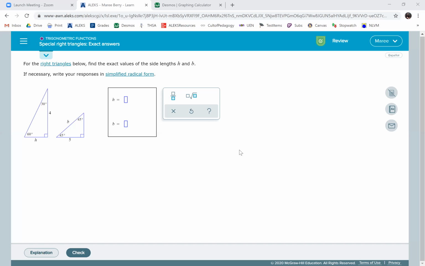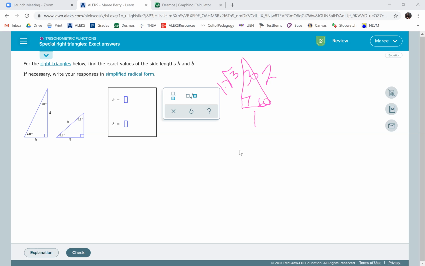Okay, we're just going to go over special right triangles really quick here to help you understand what this looks like for exact answers. For 30-60-90 triangles, whatever the shorter length is, the hypotenuse is going to be double that, and the long leg is going to be that times the square root of 3. So whatever the short side is times the square root of 3.